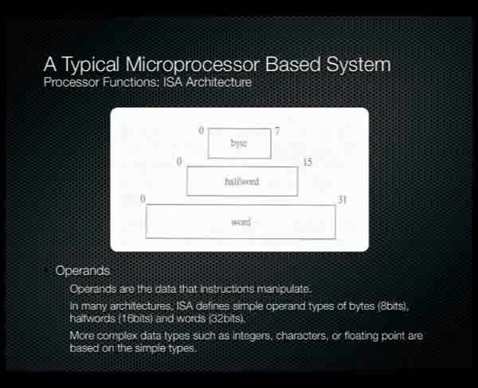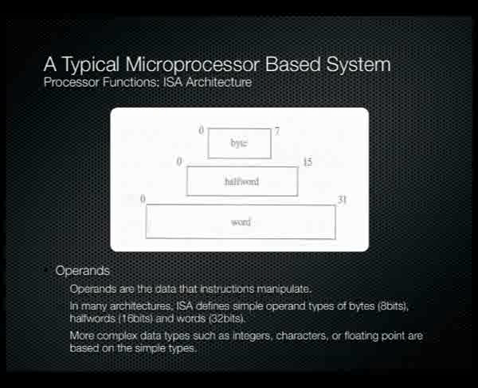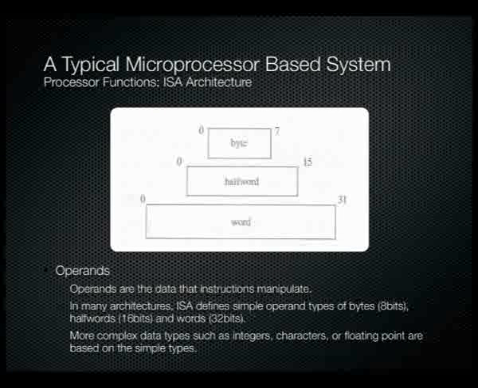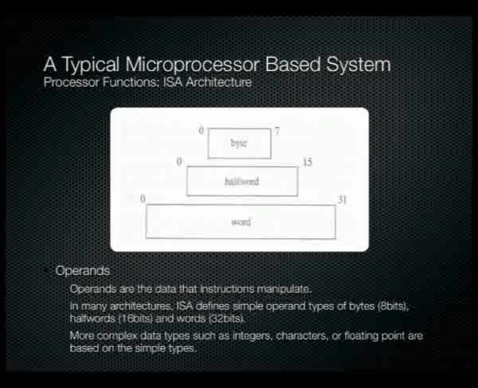And as I said before, the operands are effectively the data that we need to manipulate, or a reference to the data that we need to manipulate. So in many architectures, operands are simply defined by either an 8-bit, 16-bit, or 32-bit word. And more complex data types such as integers, characters, or floating points are basically based on those very simple types.